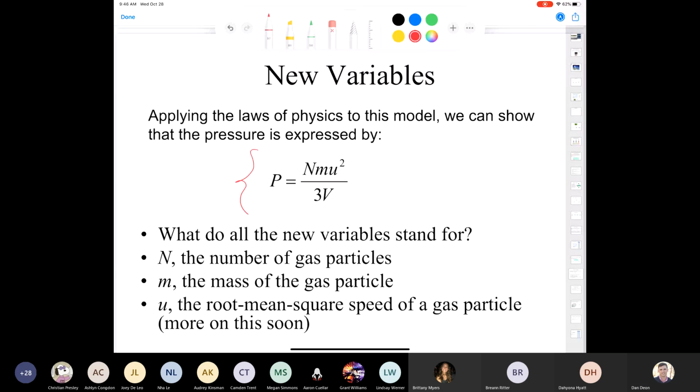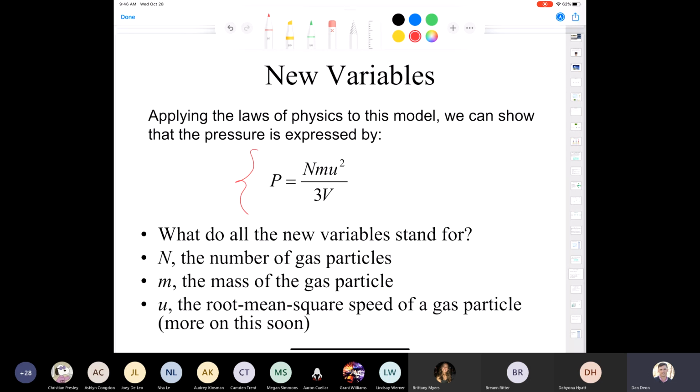And that is, if we apply the laws of physics to the kinetic theory of gases, we can show that pressure is expressed by this neat equation, okay? Never going to ask you to derive this equation. I'm not going to ask you to use this equation. Well, let's take a look at what pressure is proportional to, both directly and inversely proportional. So it says that P is equal to big N multiplied by m times u squared divided by 3V.